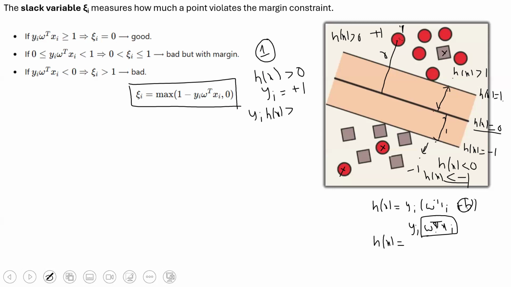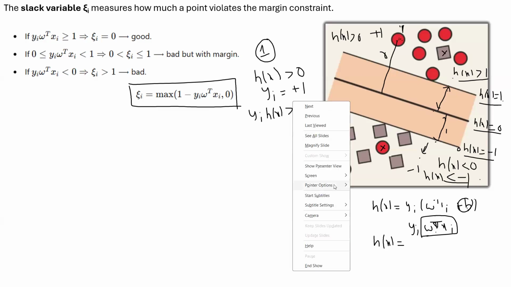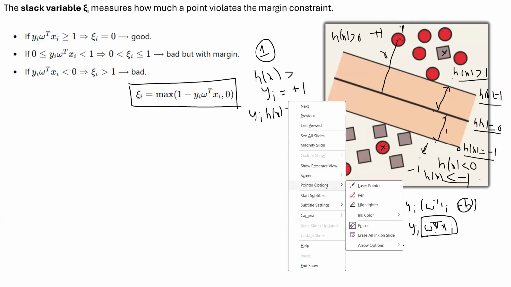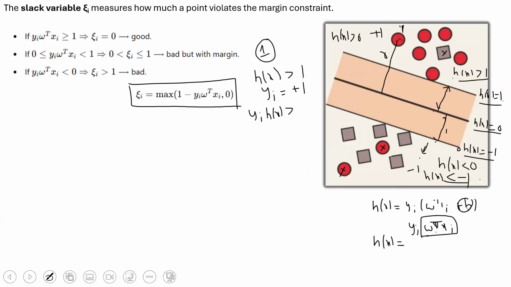We made the support vector lines as h of x equal to 1 and h of x equal to minus 1. Any point beyond that will have h of x greater than 1, and any point beyond the other margin will have h of x less than minus 1. Now for point 1, h of x is not just greater than 0, it is even greater than 1. So yi into h of x is greater than 1.